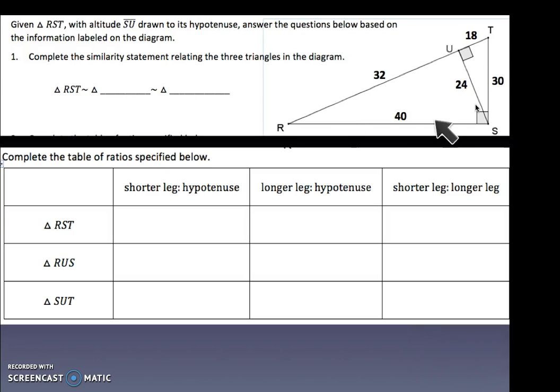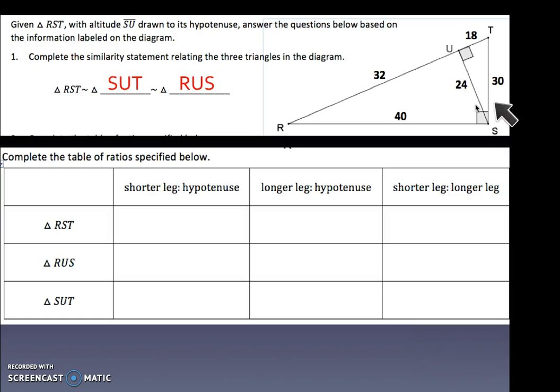So in this triangle, we have triangle RST. So it's the pointy corner, the right angle, and then the other corner. And that's going to be congruent to, or similar to, triangle, well, let's go pointy corner, which is R, right angle U, and S.